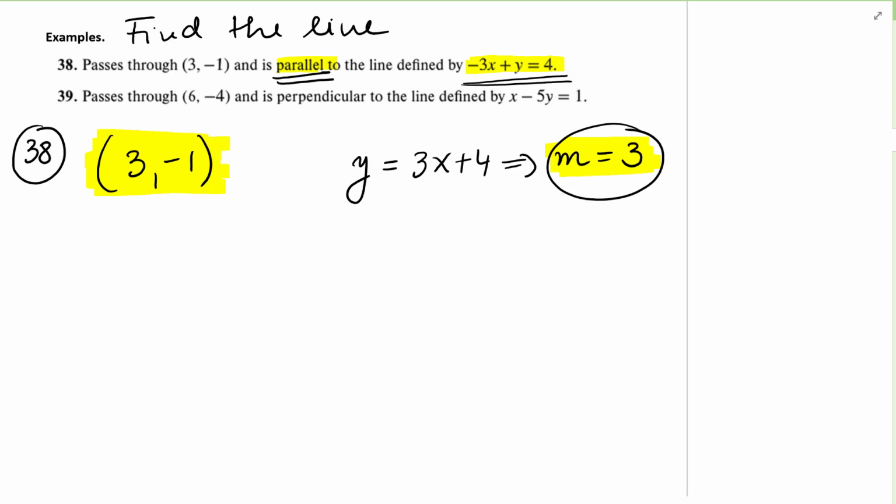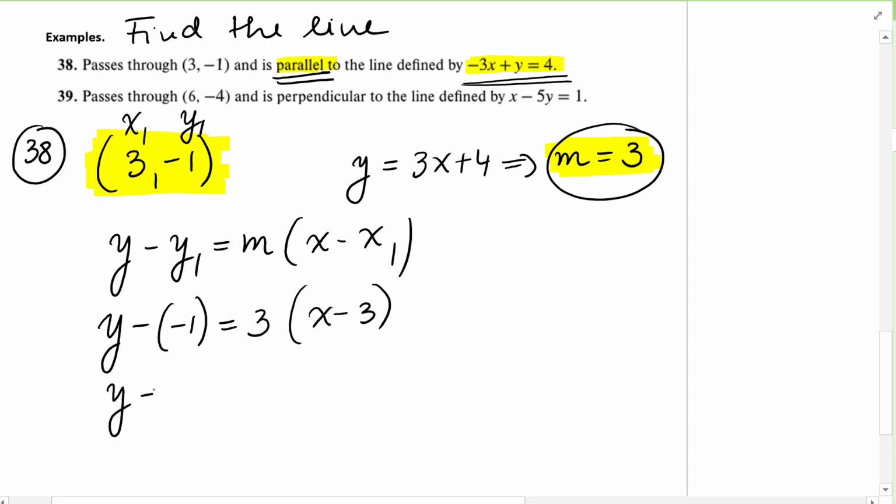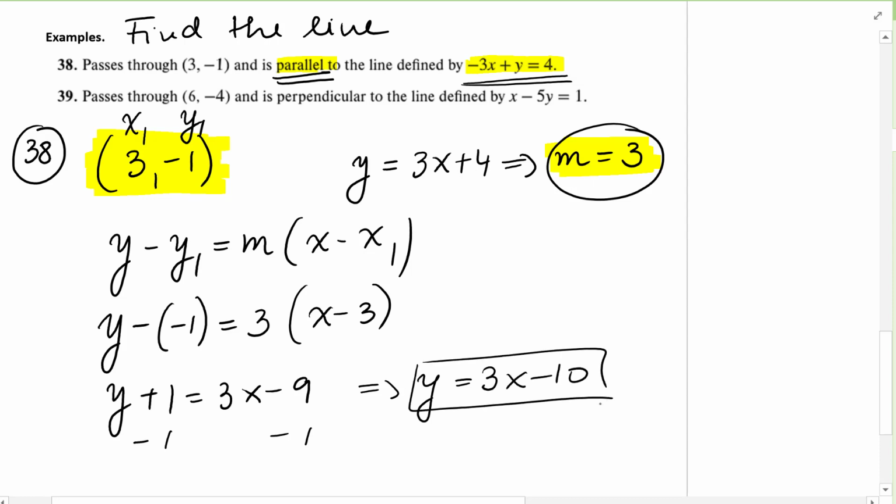So we know now the equation of a line that passes through a point with a given slope is y minus y1 equals m times x minus x1. This point is x sub 1 and this is y1. So we have y minus -1 equals 3 times x minus 3. So y plus 1 equals 3x minus 9. Subtract 1 from both sides and we get y equals 3x minus 10. And we found the equation of the line that is passing through 3, -1, and is parallel to this one.